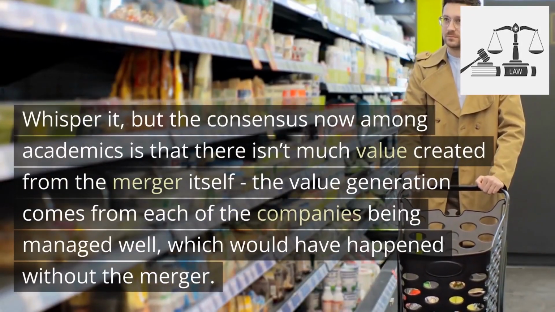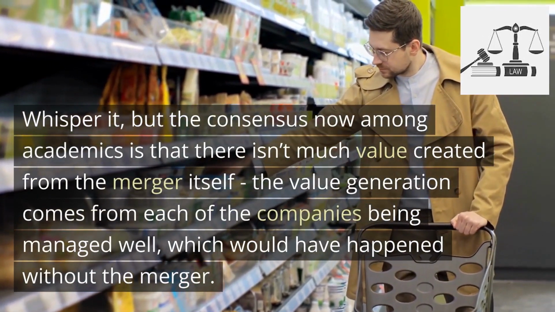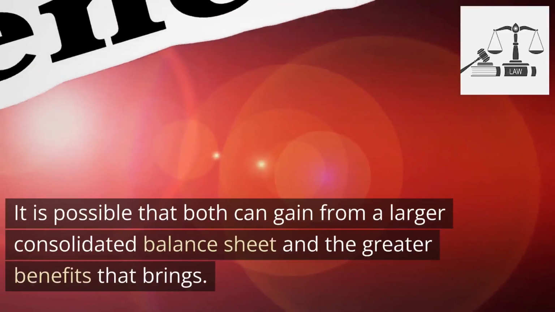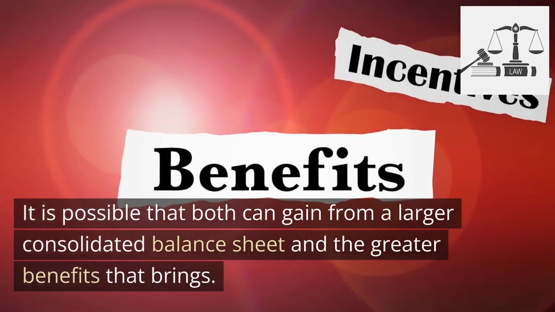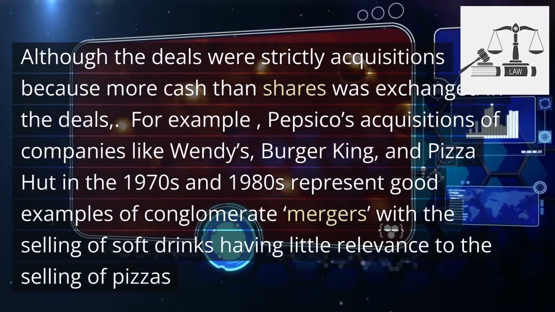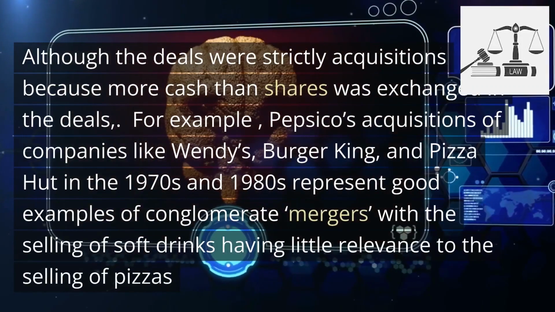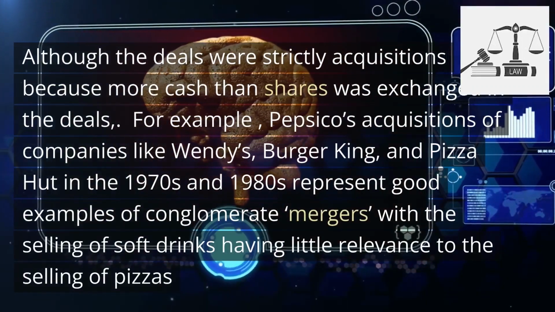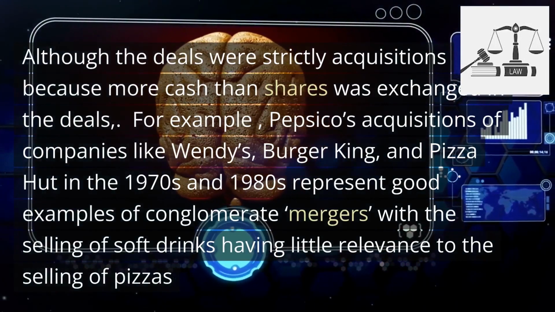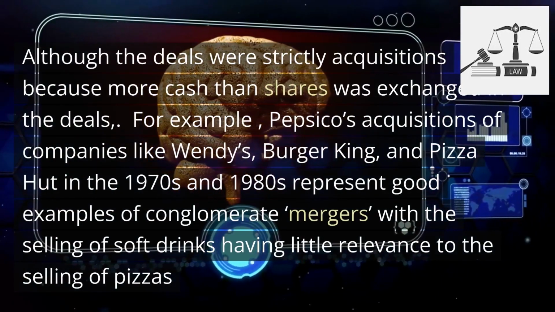Whisper it, but the consensus now among academics is that there isn't much value created from the merger itself. The value generation comes from each of the companies being managed well, which would have happened without the merger. It is possible that both can gain from a larger consolidated balance sheet and the greater benefits that brings. Conglomerate merger example. Although the deals were strictly acquisitions because more cash than shares was exchanged in the deals, PepsiCo's acquisitions of companies like Wendy's, Burger King, and Pizza Hut in the 1970s and 1980s represent good examples of conglomerate mergers, with the selling of soft drinks having little relevance to the selling of pizzas.